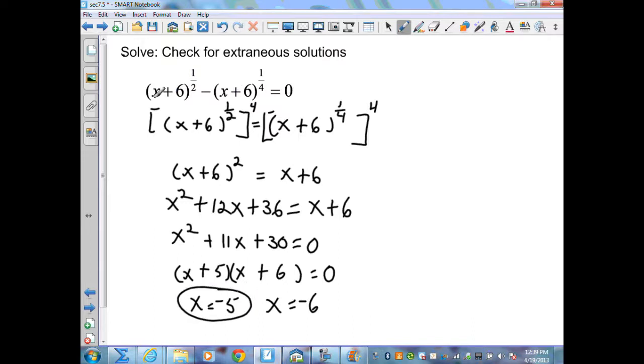And negative 6. Negative 6 plus 6 is 0. The square root of 0 is 0. Negative 6 plus 6 is 0. The 4th root of 0 is 0. 0 minus 0 is 0. And that is a solution. So these are both solutions, and none are extraneous.